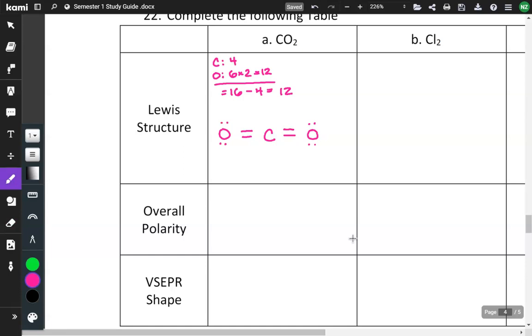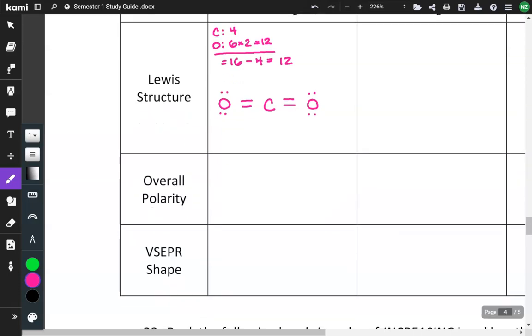Now if you look at the structure, you've got carbon in the middle, oxygens on either side. Everything attached to the central atom is the same. There are no lone pairs of electrons. This is going to be nonpolar. To figure out VSEPR shape, there is a table that you're going to use in your resource packet. For VSEPR shape, there are 2 atoms attached, no lone pair on the central atom. So you just reference that page in your resource packet. This is going to be linear.